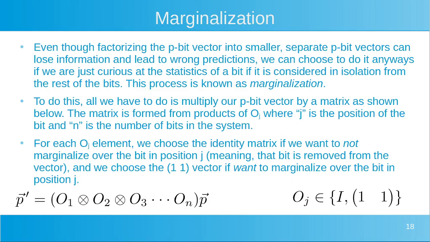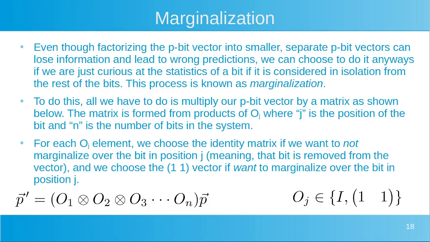To do this, all we have to do is multiply our p-bit vector by a matrix as shown below. The matrix is formed from the Kronecker product of O_j, where j is the position of the bit and N is the number of bits in the system. So for each element O_j, we choose the identity matrix if we do not want to marginalize over the bit in position j, meaning that bit is kept in the vector. And we choose this row vector 1, 1 if we want to marginalize over the bit in position j, meaning that bit is removed from the vector.